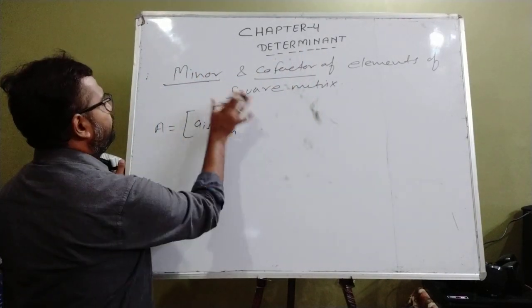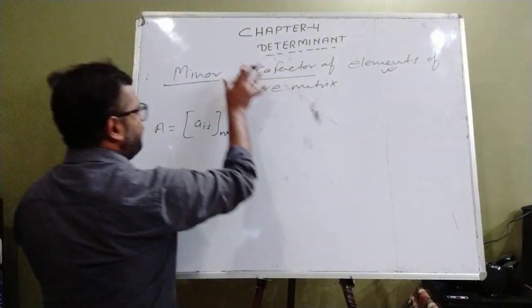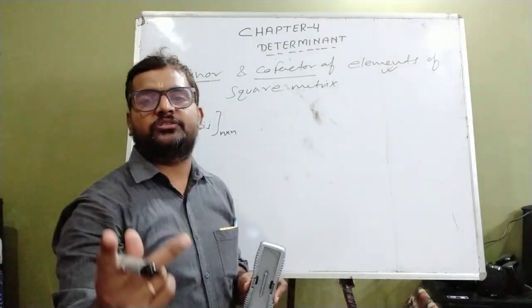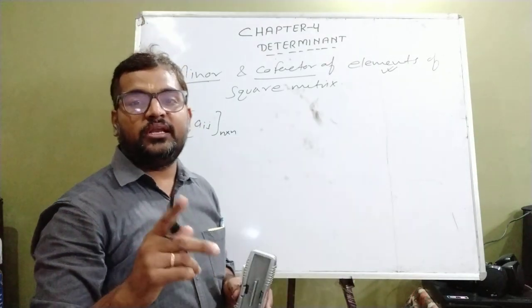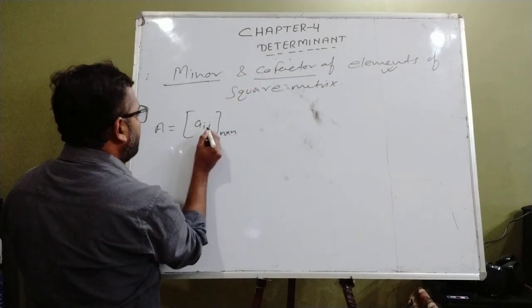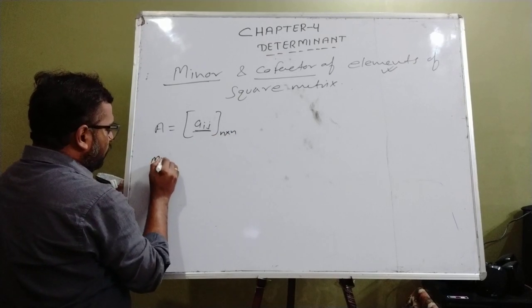Now what is the meaning of minor? Minor and cofactor of the elements. Be very careful. Minor and cofactor is calculated for the elements of a square matrix. So what are the elements of this square matrix? Aij.